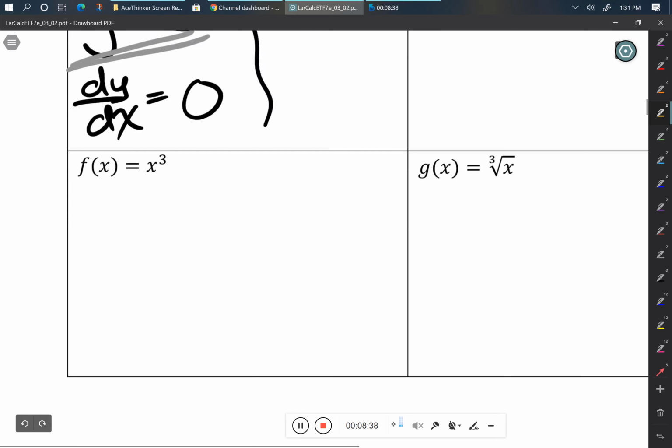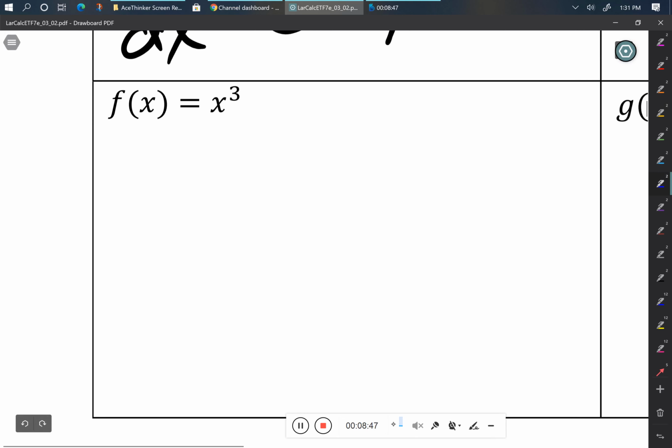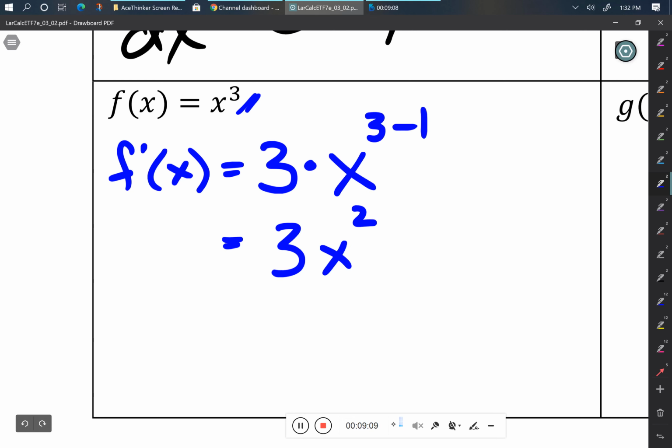Now I'll move on to some more complicated ones. What is the derivative of f of x when f of x is equal to x cubed? Derivative of f of x is equal to x cubed can be found because this is a rational number exponent. And since that is a rational number exponent, I can take its derivative using the power rule. And then I will get that f prime of x is equal to n times x to the n minus 1, or 3x squared. So f prime of x.